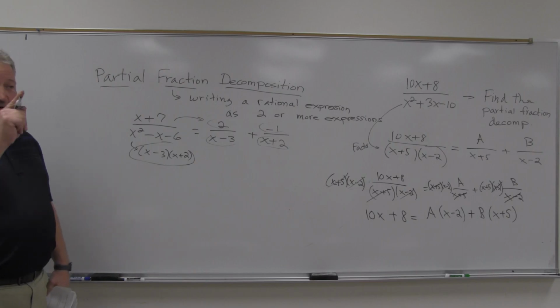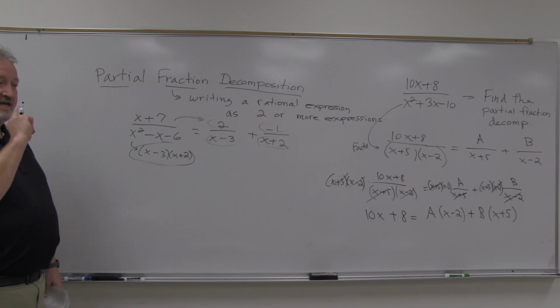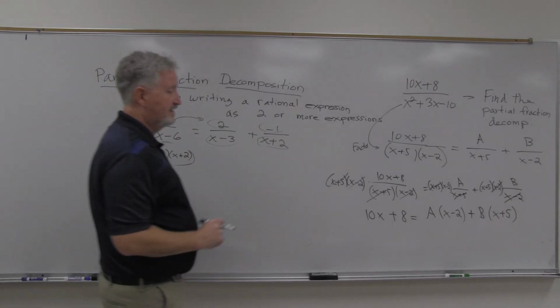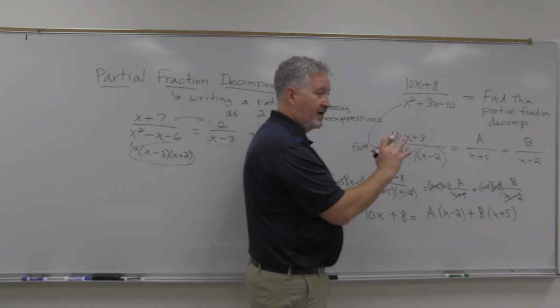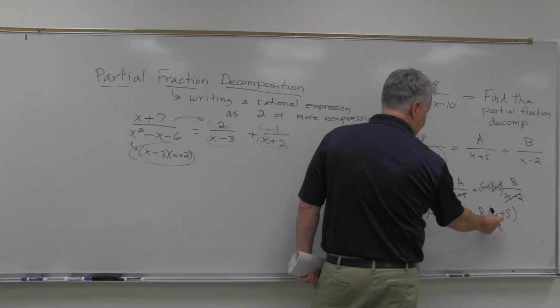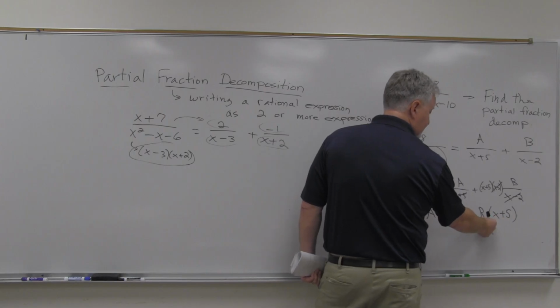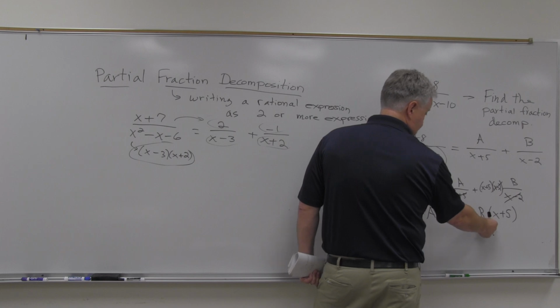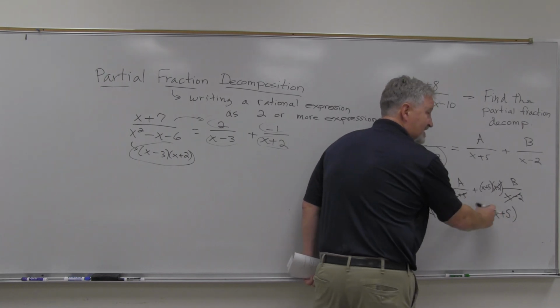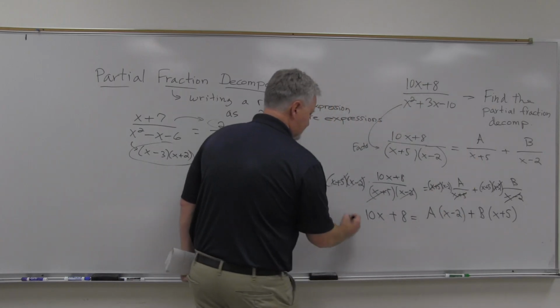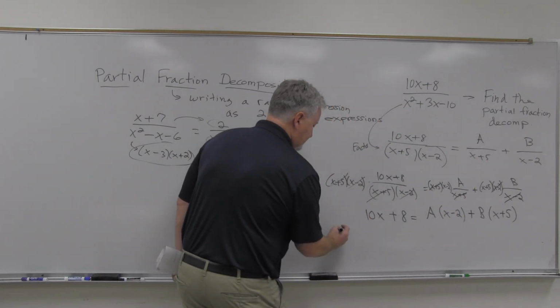All right, my goal is to figure out what A and B are. Here's the way I can figure out what A is. Notice, x is a variable, so x can be anything. If I choose x to be negative 5, what's going to happen here? That's going to be 0. B times 0, that's 0. So I'm going to choose to plug in x equals negative 5.